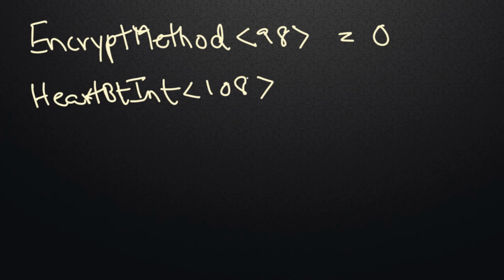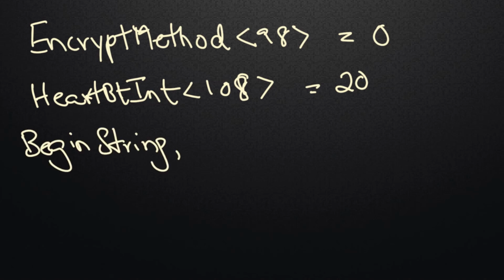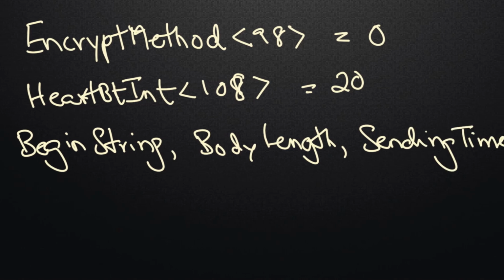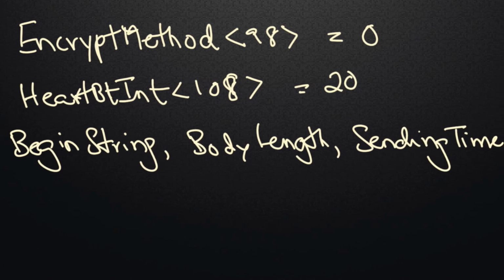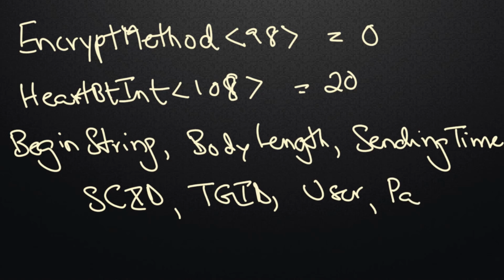So the heartbeat interval, tag 108, in this case, let's, for example, set it to 20 seconds. I'd like to send a heartbeat every 20 seconds. It's entirely up to you and completely dependent on your implementation. And the rest of the message needs to contain the header fields as we discussed in the previous tutorial video, the standard header fields, which include the begin string, body length, and sending time. And of course, these are all in addition to the credential values that we talked about earlier, which are the SenderCompID, TargetCompID, username, and password.